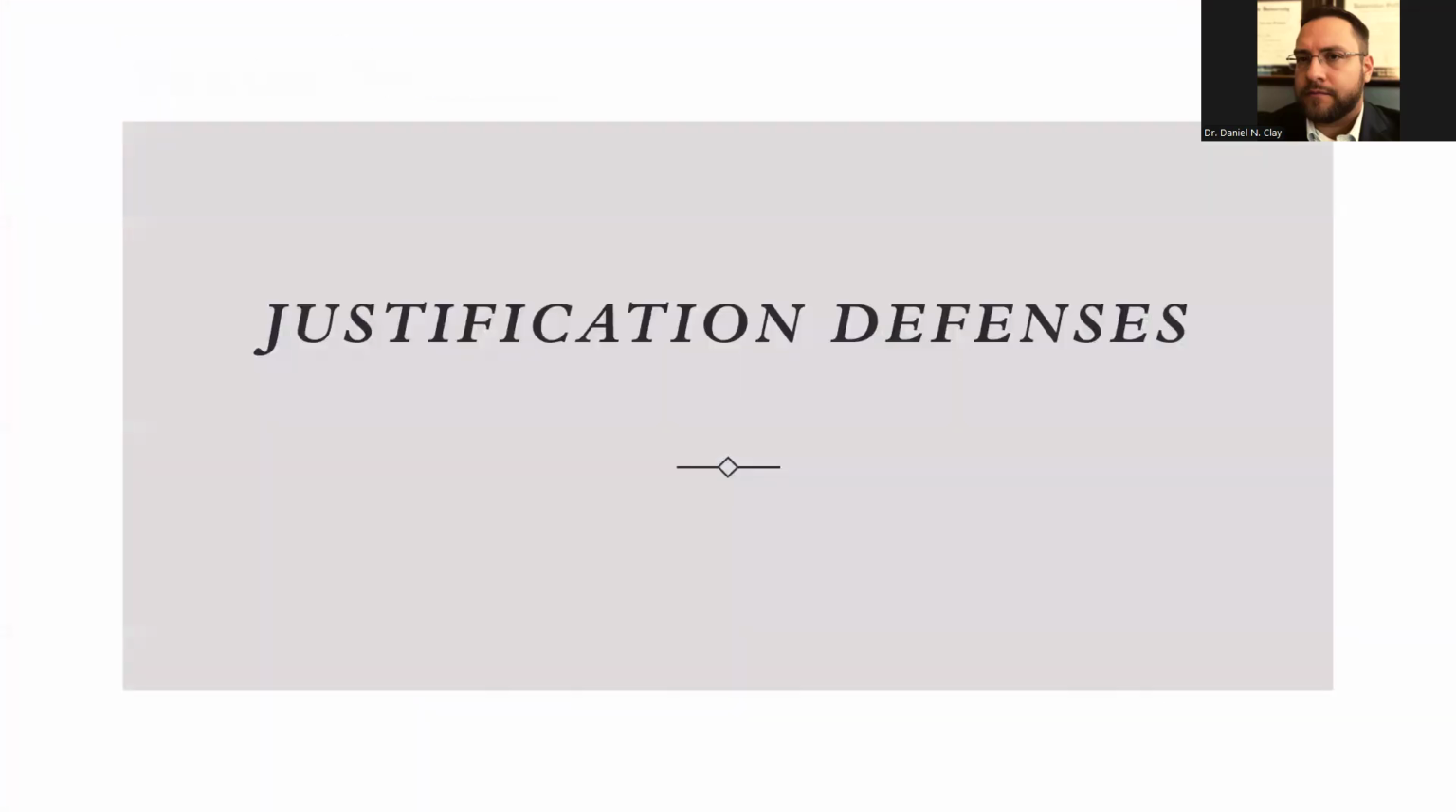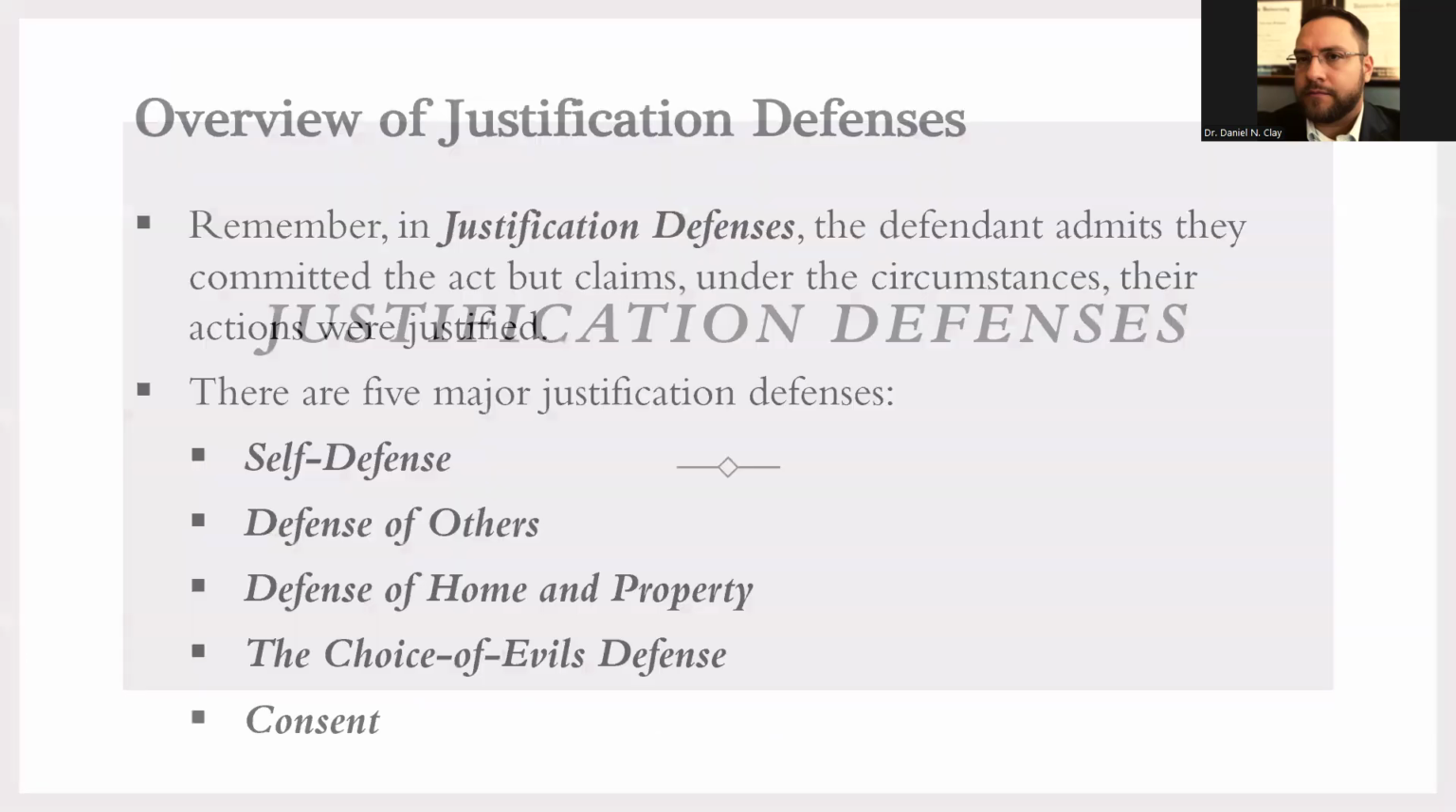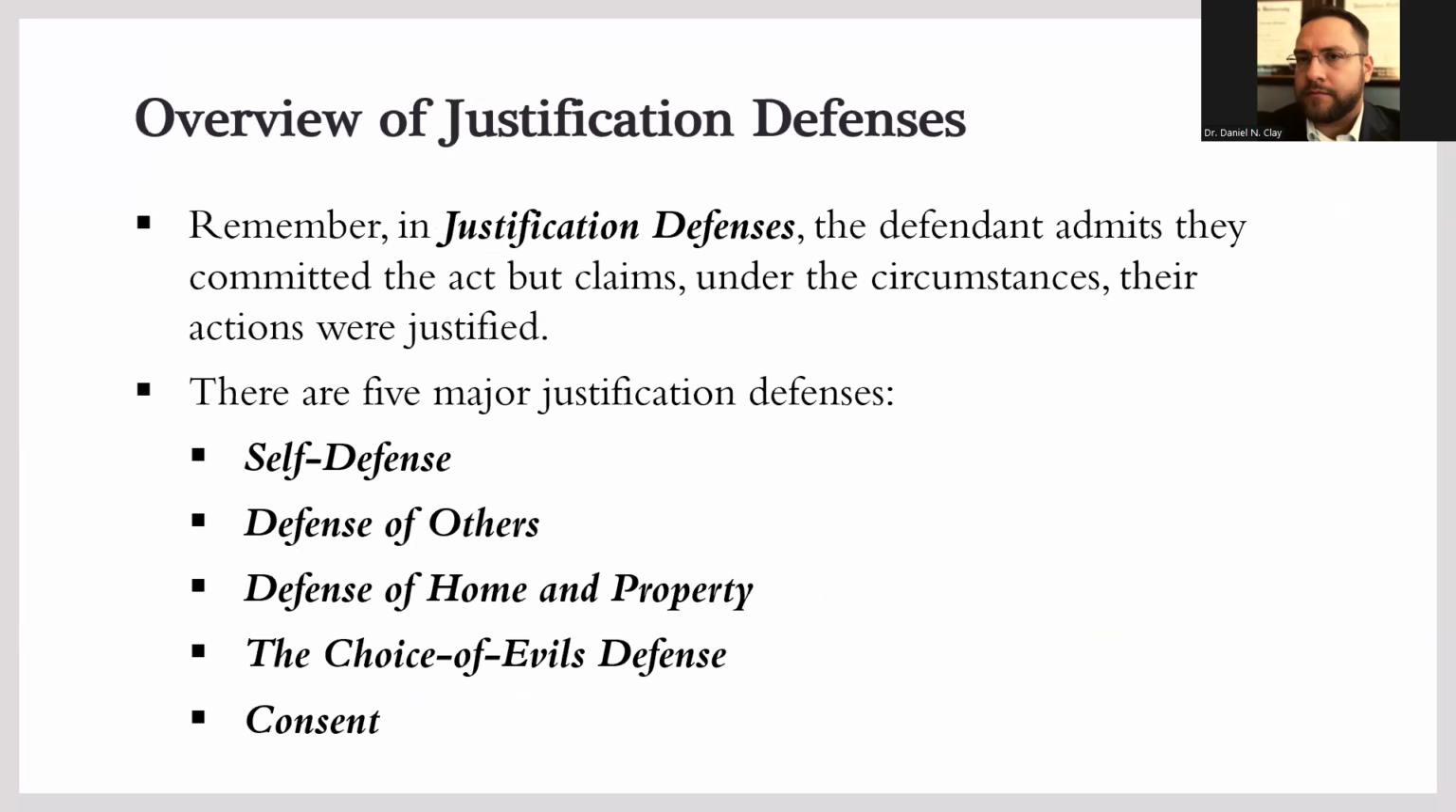So let's jump into the meat of this and start talking about justification defenses. Please remember that a justification defense is when a person admits that they committed the crime or committed the act, but claims that under the circumstances, their actions were justified. They were the right thing to do. So we are going to talk about today five major justification defenses, namely self-defense, defense of others, defense of home and property, the choice of evils defense, and consent.